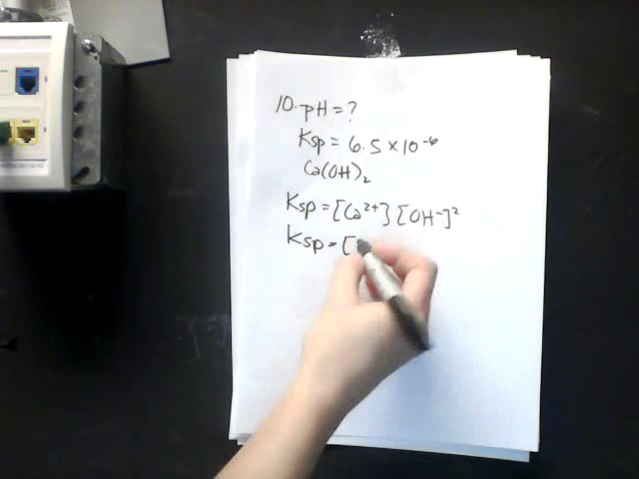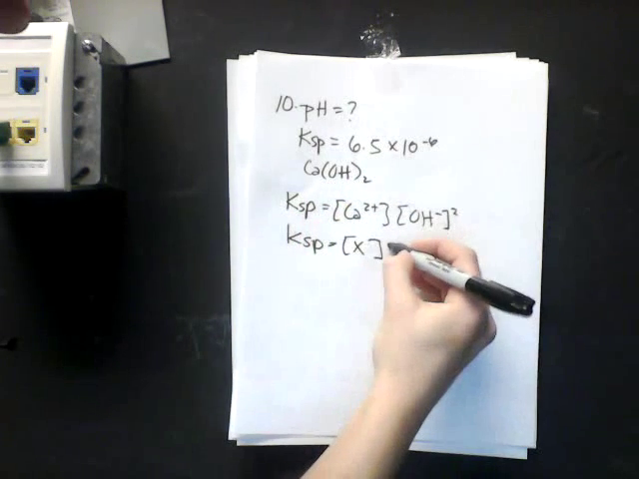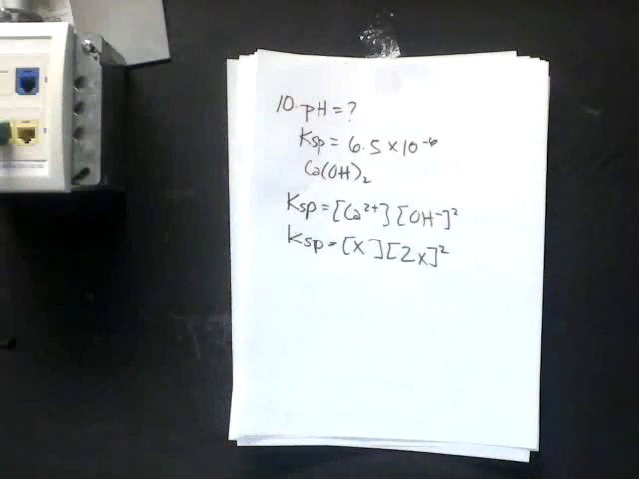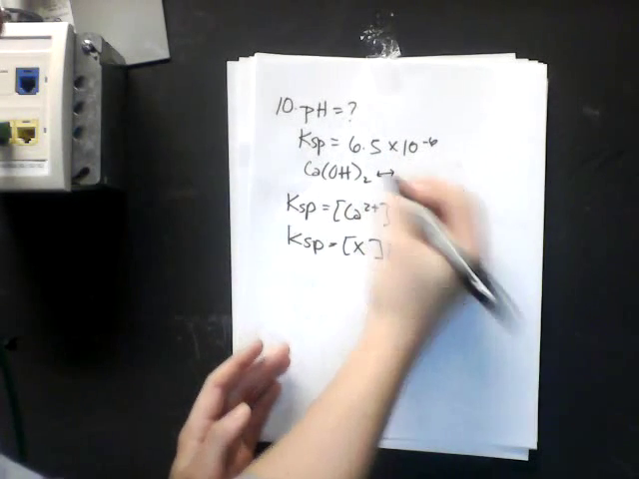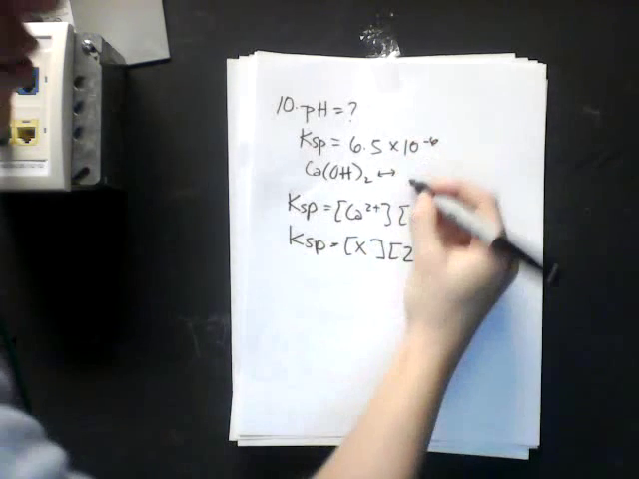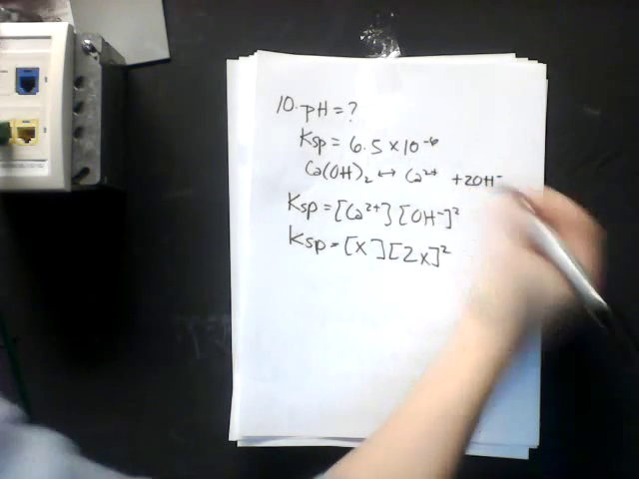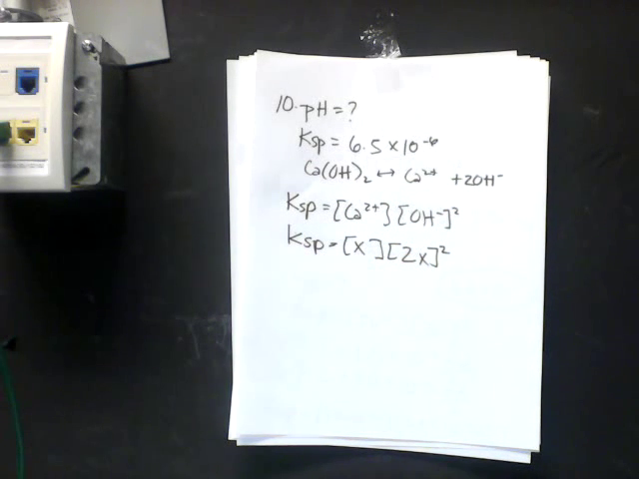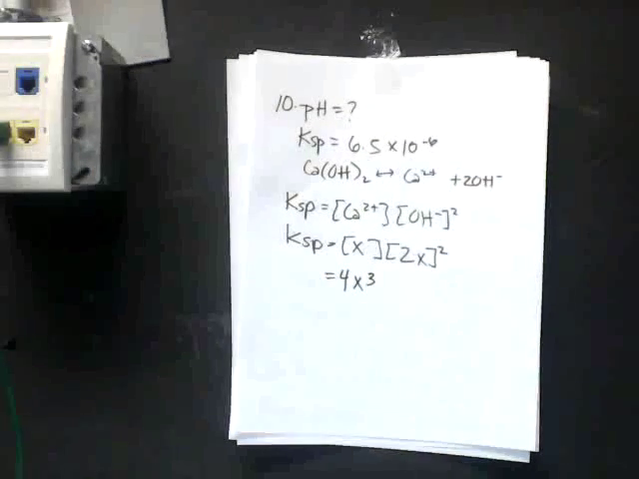I have no idea what the molar solubility is, so I'm just going to leave an X. OH, there's 2 of them, so I say 2 times X squared. If we split this up and did the actual equation, there's 2 of them. That's why we put 2 here, and then we also square it in the KSP. So that ends up giving me 4x cubed.